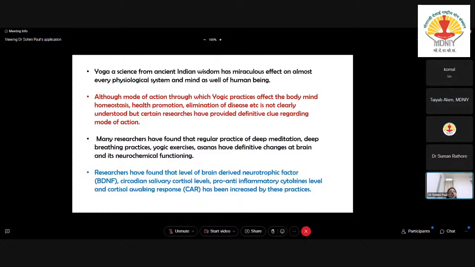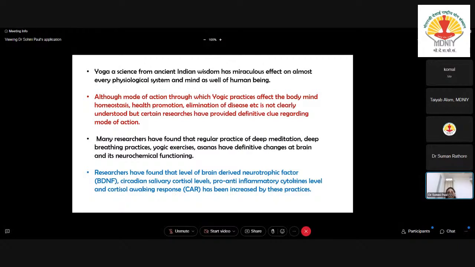So mode of action means it is dealing with everything, from man to molecule. The exact mode of action is still not elucidated for the various yoga postures, and right now lots of research is going on for this aspect as well. So this is one of the very important aspects of yoga.